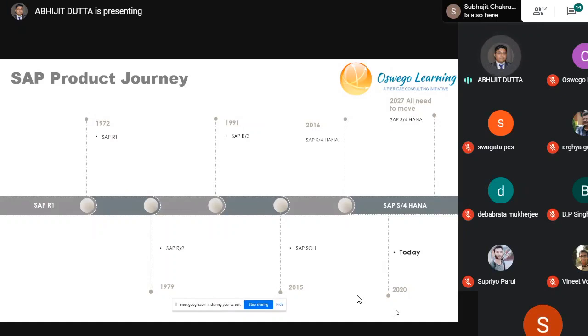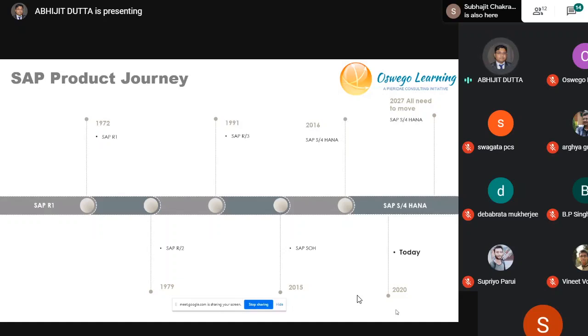Germany is their head office, their headquarters, and they came with SAP R1, a small architecture at that time in the 1970s. So from the 1970s there was R1, and in 1979 there was R2. Depending upon the market demand, the product portfolio also changed. You can see that there are different versions from the 70s. Today is 2020, so SAP has covered a 50-year journey.